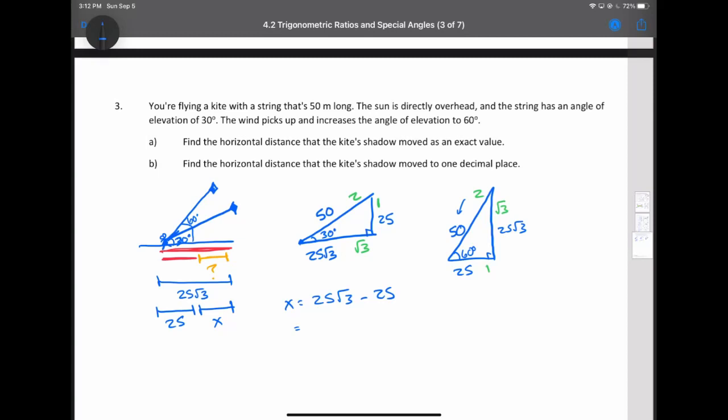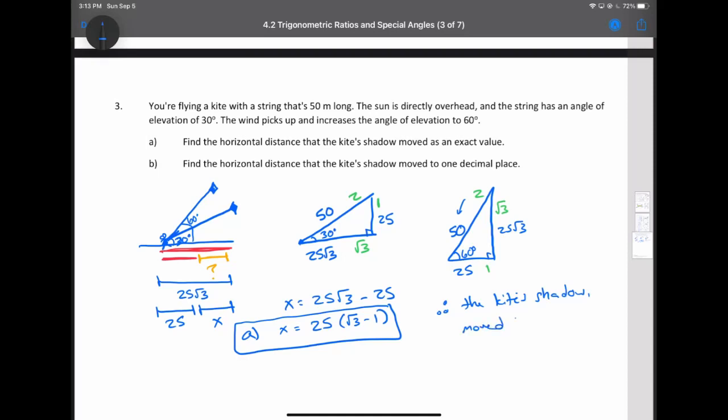Now, it's asking for an exact value for part A. I can make that debatably prettier by writing it as 25 times root 3 minus 1, although I don't know that that's really any better. But either way, that is my answer for part A. Therefore, the kite's shadow, I don't know why I put a comma there, moved 25 root 3 minus 1 meters, period.